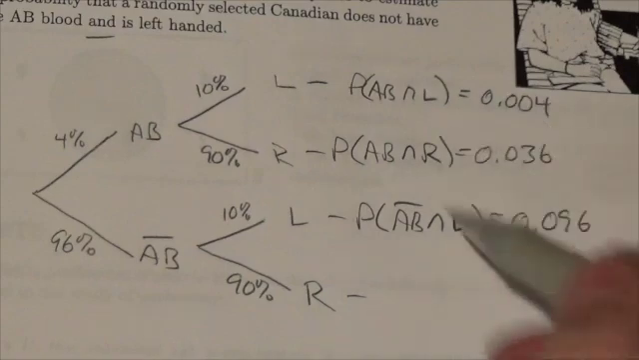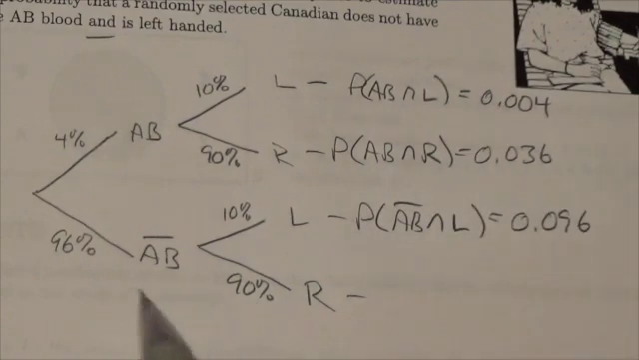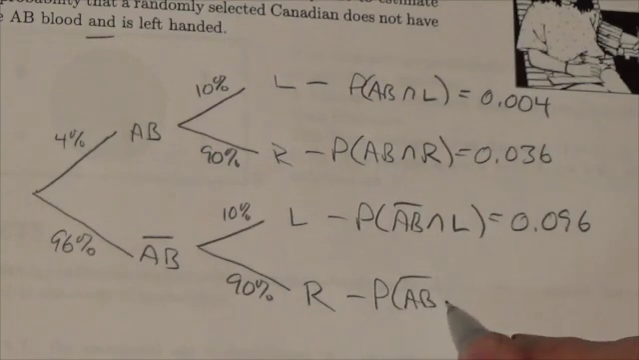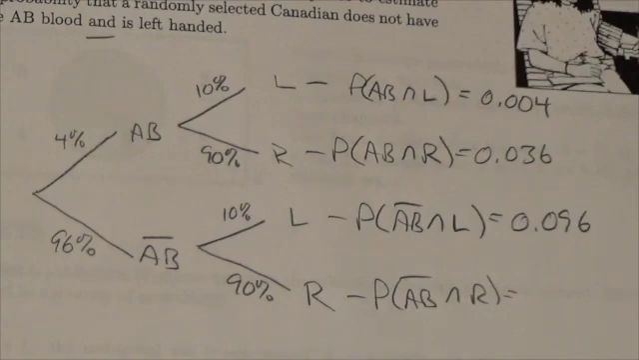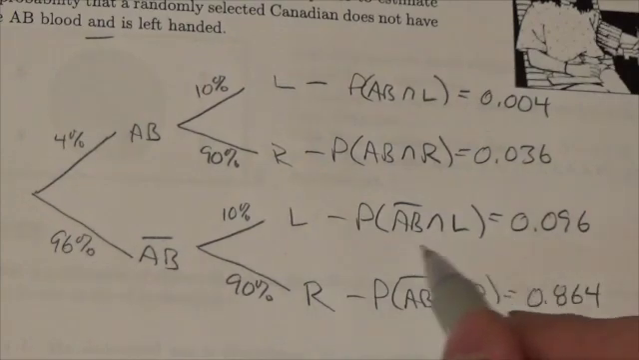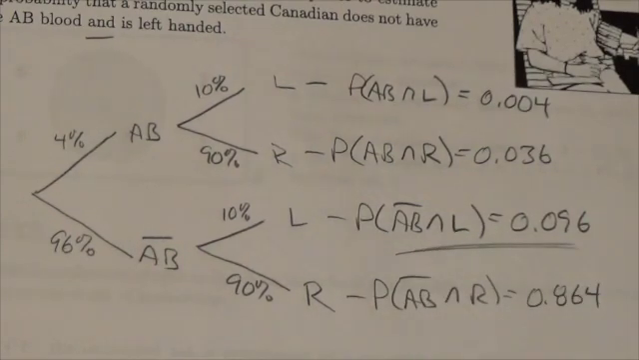Now, thus far, that does not account for a lot of people. But here's going to be the big one. The probability that you're not AB blood and you're right-handed, both of those are in the majority. That's going to be 0.96 times 0.9. And here's our 0.864. So 86.4% of the population is in this category. But this is the one specifically that the question is asking for.